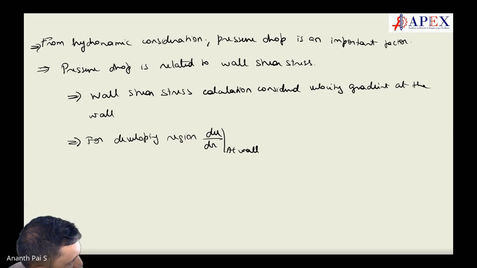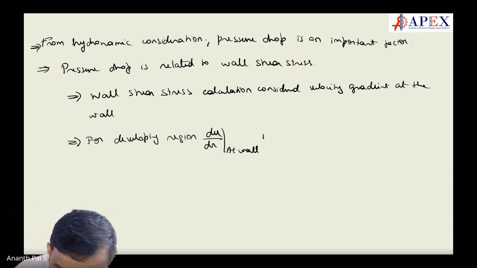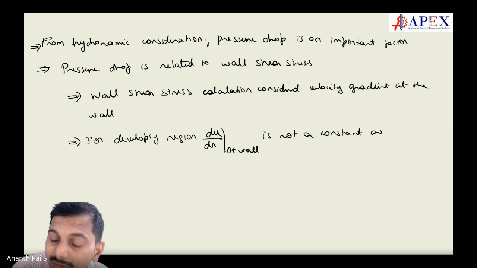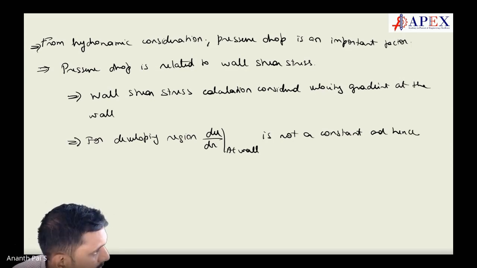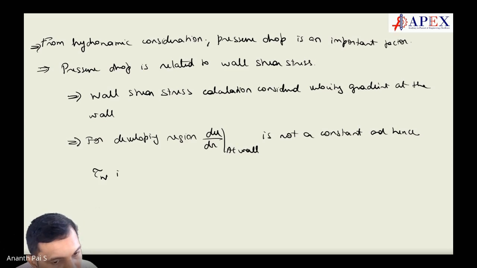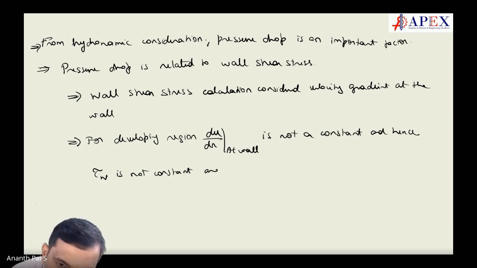Make sense? What happened? What's the problem? Right? Du by dr at wall. Anything funny? Please tell me if it is funny also. Okay. So du by dr at wall for the developing region is not a constant, and hence tau w is not constant, and pressure drop, tau w is not constant.